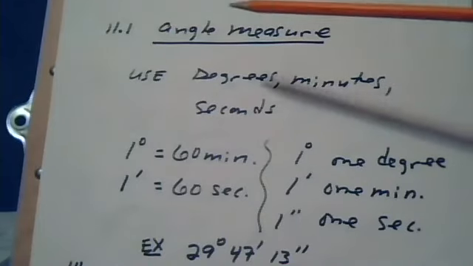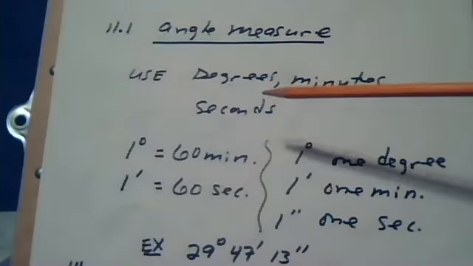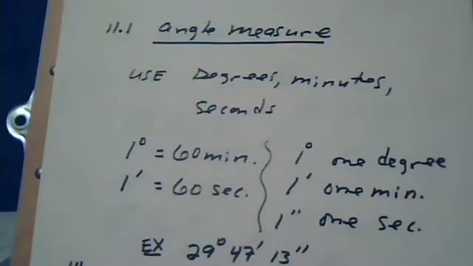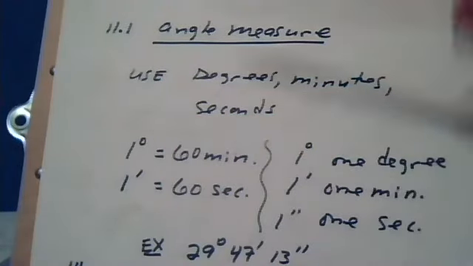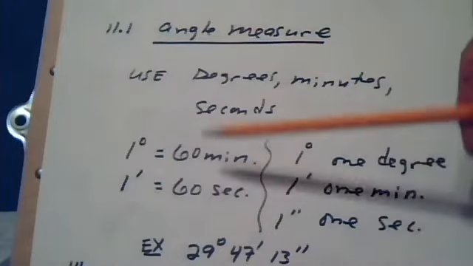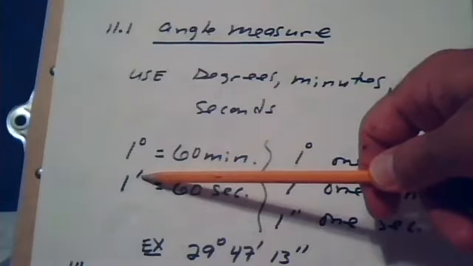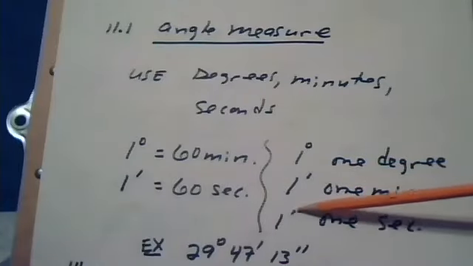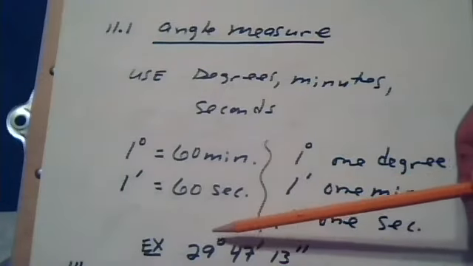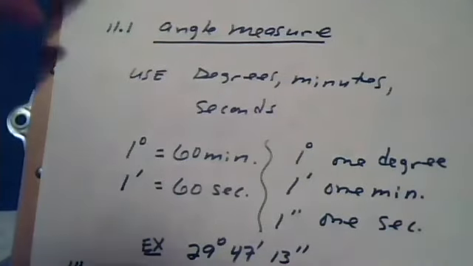Angle measure, you could measure angles using degrees, minutes, and seconds. You might think, well, that's time. But in the context of angles, minutes and seconds also represent rotation. 1 degree equals 60 minutes. 1 minute equals 60 seconds. So this is a symbol for degree. This is a symbol for minutes. Notice we have one more symbol. These are seconds. It's like 1 prime is 1 minute, 2 primes is 1 second. Example, 29 degrees, 47 minutes, 13 seconds.